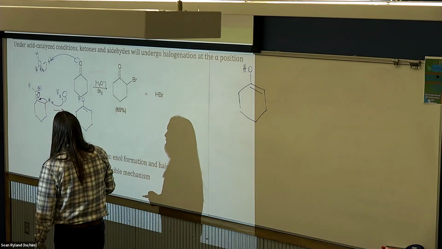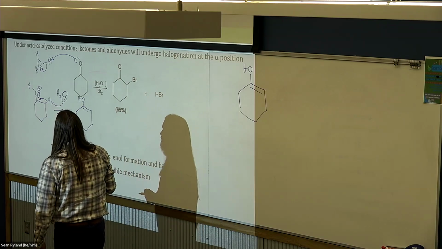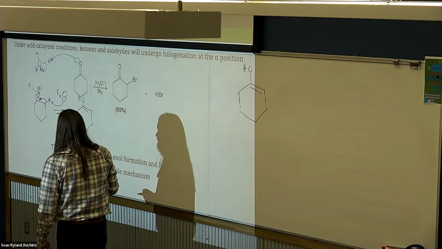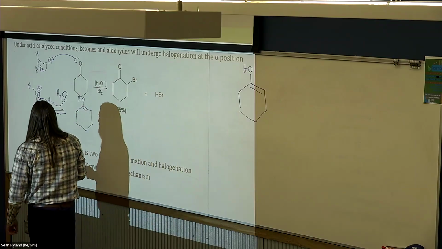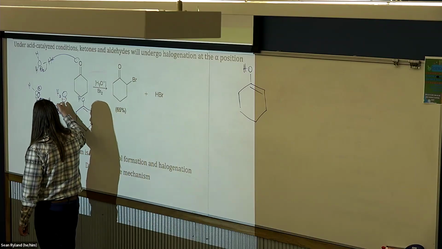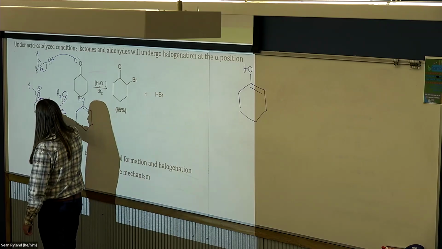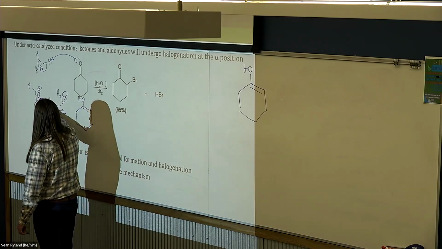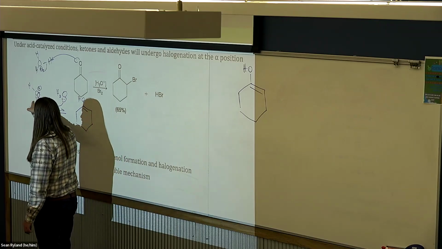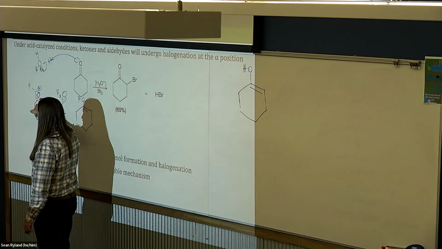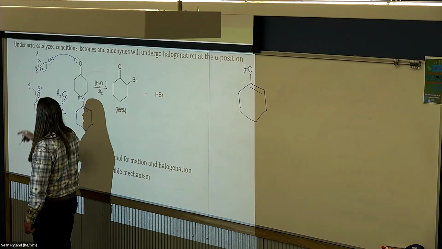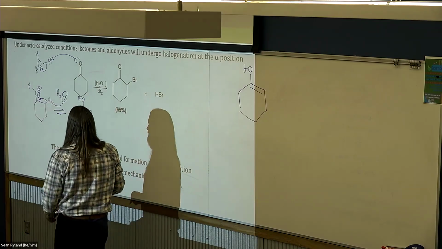So first step, proton transfer to protonate the oxygen. Second step is another proton transfer as an elimination. And then we pull the hydrogen off of the alpha carbon, move the electrons over towards the carbonyl carbon, and the oxygen pulls the electrons towards itself.